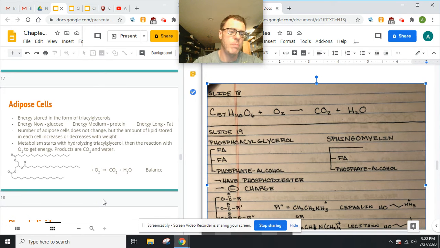The adipose cells that you have, this is where we store triacylglycerols, and it's kind of a wild thing. One way to think about energy in your body is when you need energy now, that's glucose, medium length energy, that's protein, and then your long-term energy, that's fat. The number of these cells that you have never changes, but they change in size. These cells absorb these triacylglycerol, these fat molecules, and they swell in size. But if you exercise and start using up those triacylglycerols, those cells actually start to shrink, and they're going to get smaller.